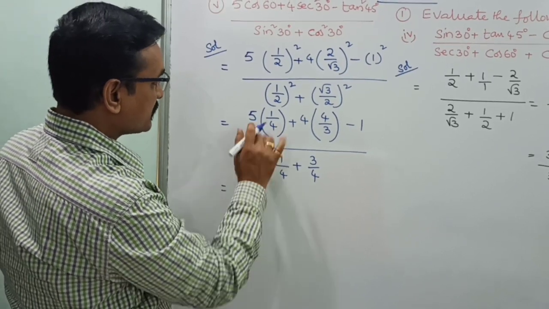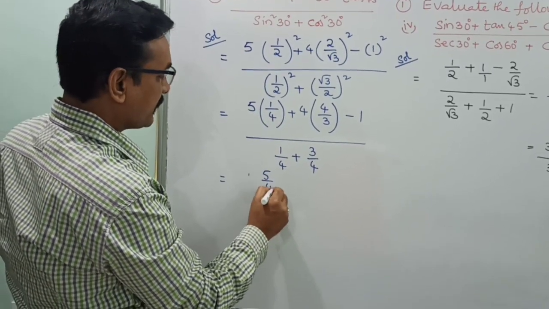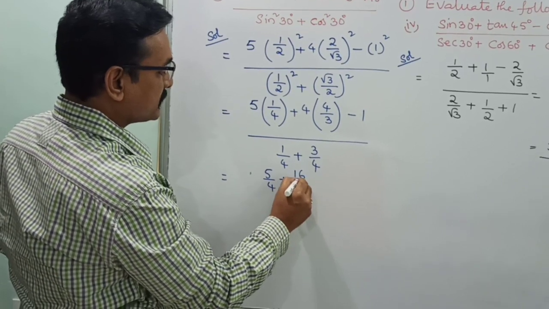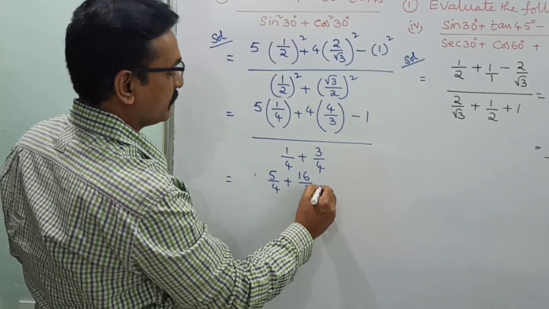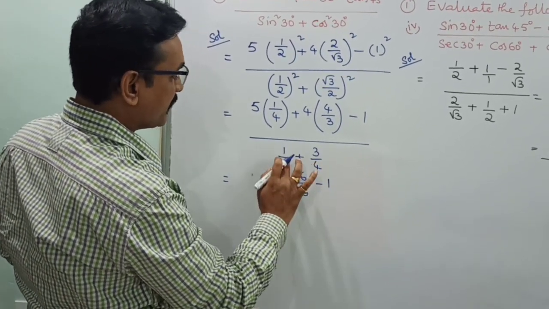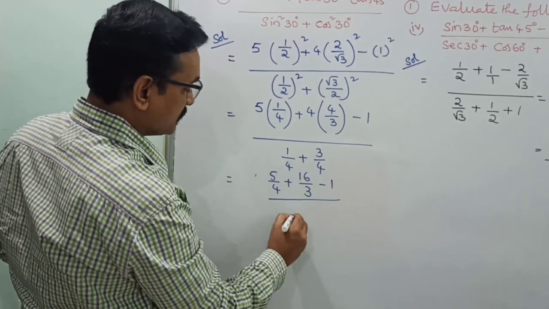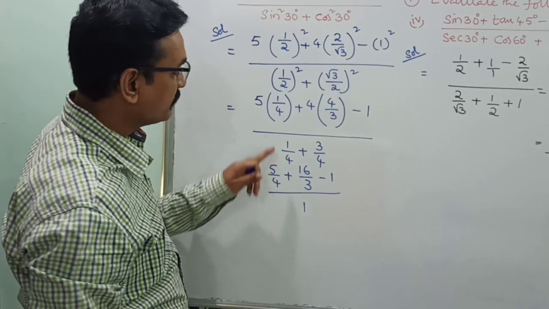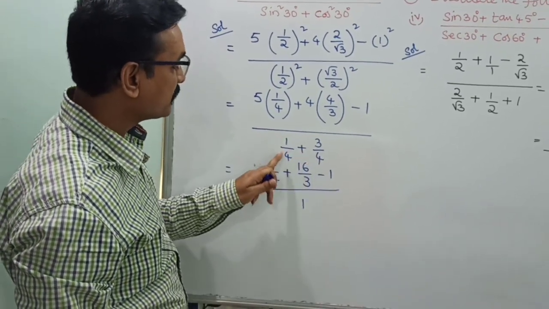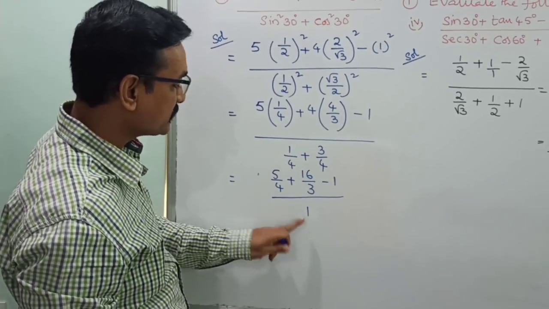So now in the place of numerator 5 by 4 plus 16 by 3 minus 1. By denominator, 1 by 4 plus 3 by 4 is 1. Directly we can write 1 by 4 plus 3 by 4. Total we will get 1.